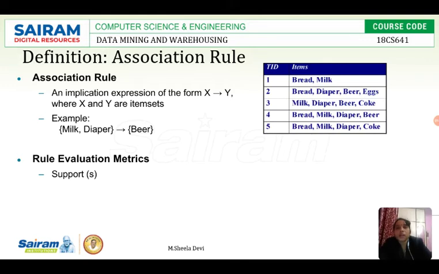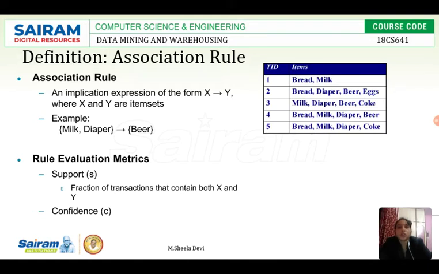Then rule evaluation metrics. How we can evaluate the rules? First one is support. What is support? Support is the count of support divided by the total number of transactions. That is the fraction of transactions that contain both X and Y. So how many times X and Y are occurring together divided by the total number of transactions will give the support.